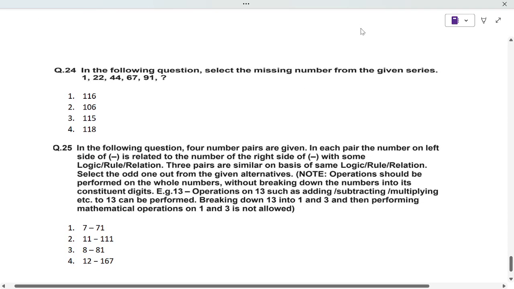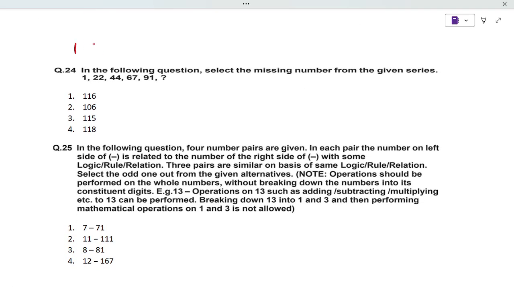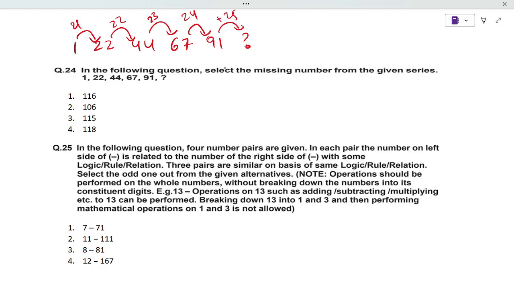Next one, this is a missing number series: 1, 22, 44, 67, 91, question mark. The numbers are increasing, but not by multiplication, so the increase is at least 21, then 22, so 21, 22, it can be 23 also next. Yes, this is 23 and this should be 24. Yes, so we need 25, right? Plus 25 so option is 116. Here 116 will be the answer, so that's the one.